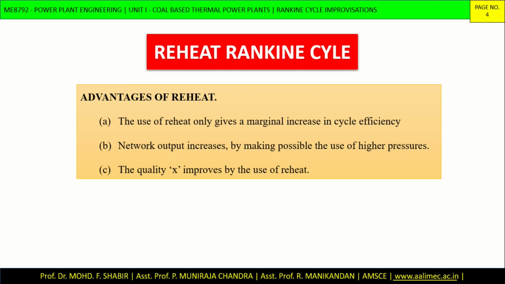So here the efficiency only increases marginally, but we can get a higher output. The work output is more here because we are going for higher pressure here. Higher pressure steam is applied to the turbine and even the quality of steam is improved here in the case of reheat Rankine cycle.